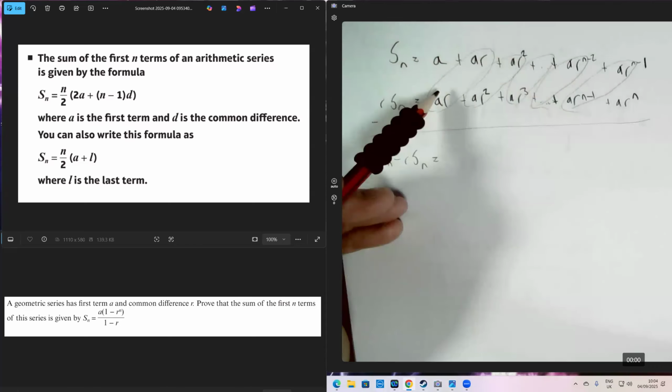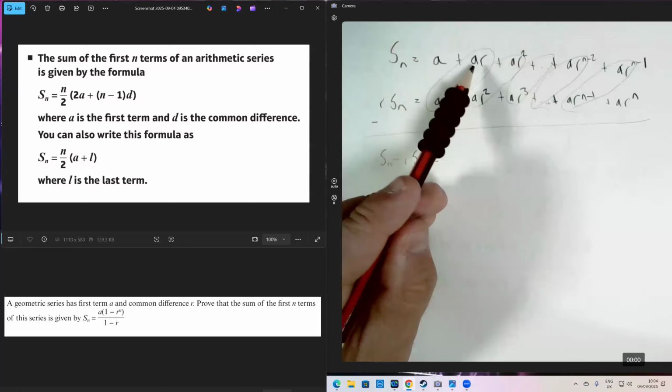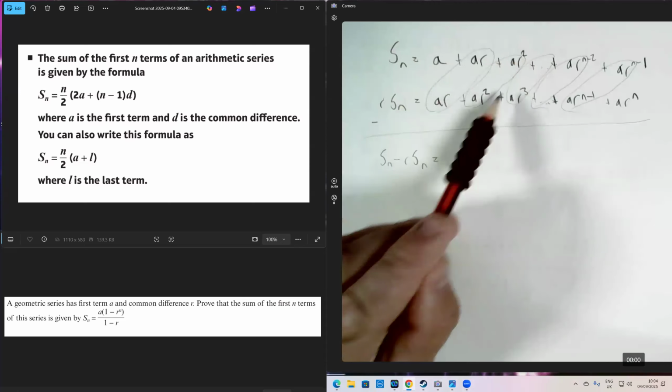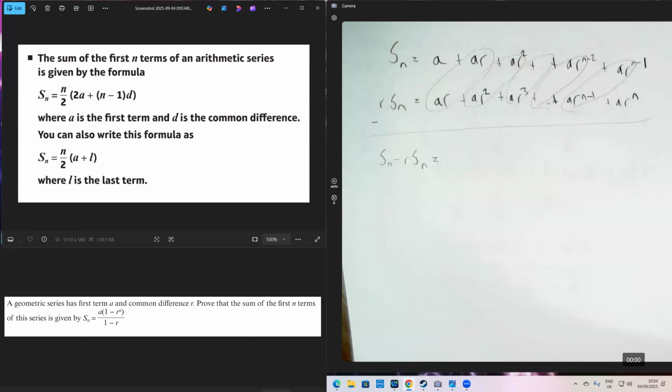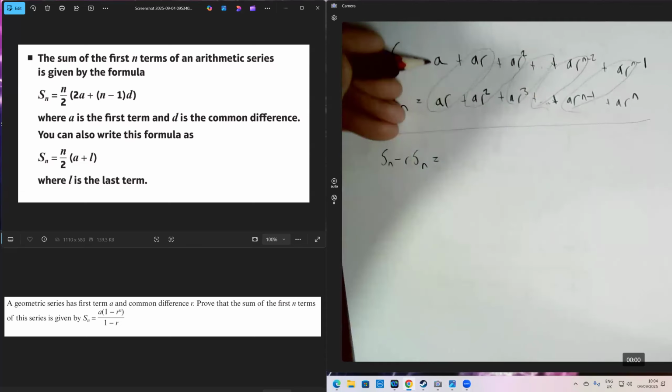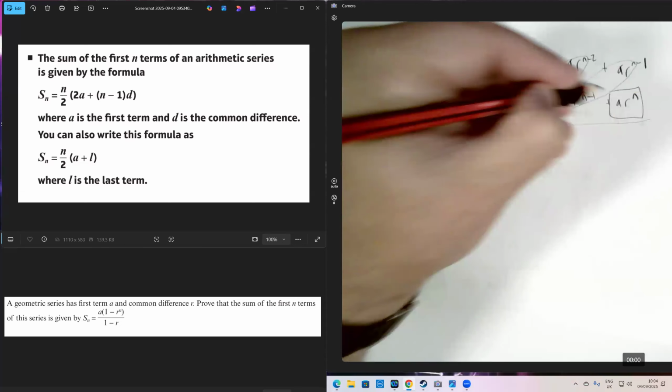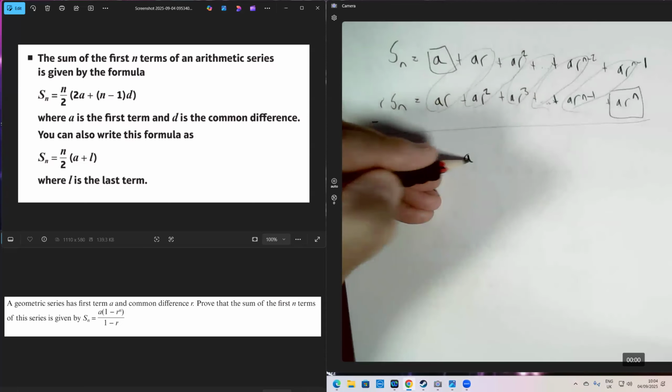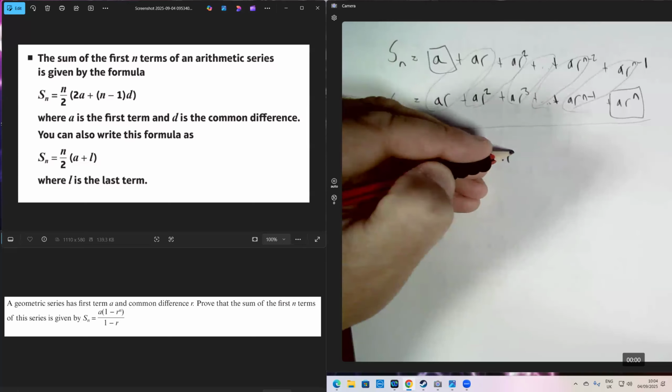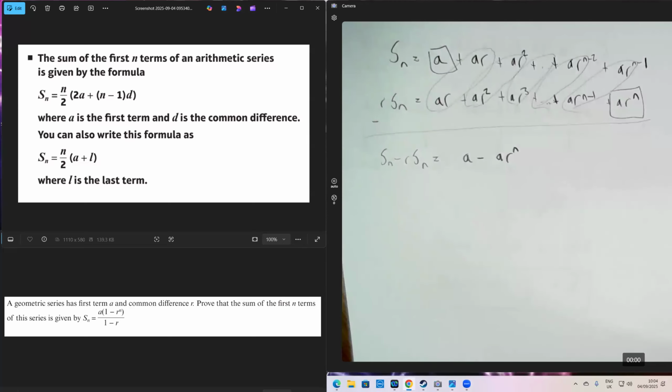So basically that cancels, because you've got ar minus ar, ar squared minus ar squared. So they all basically disappear. And when you subtract them, you're only left with this top left term and this bottom right term. So you're left with a minus ar to the n. That's all you're left with, okay?